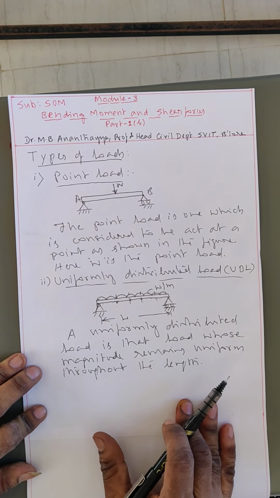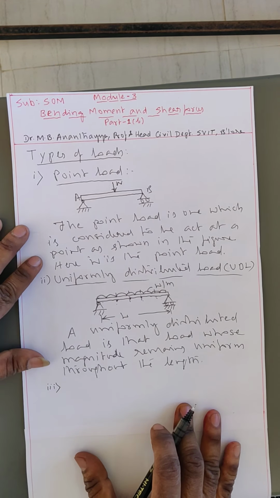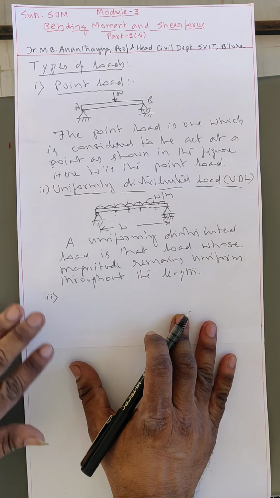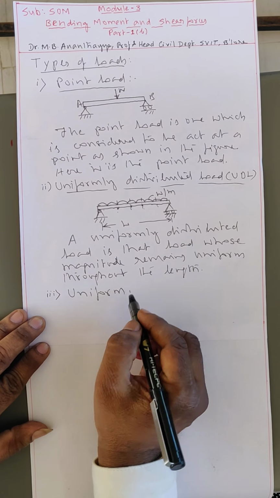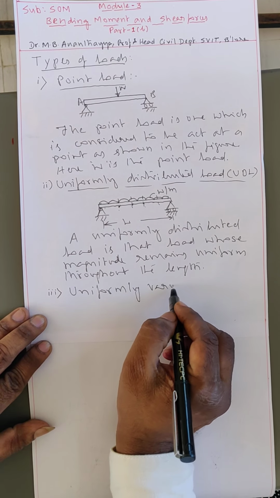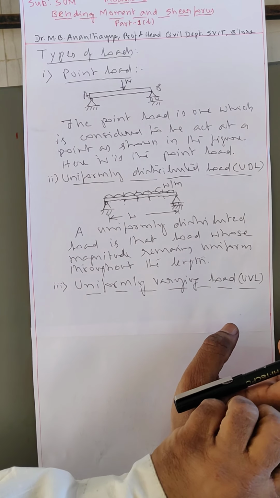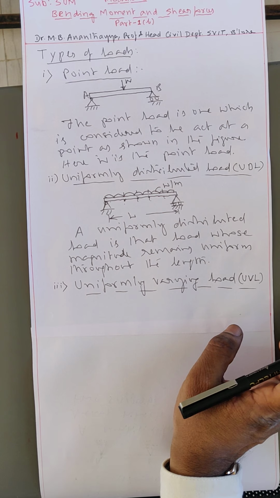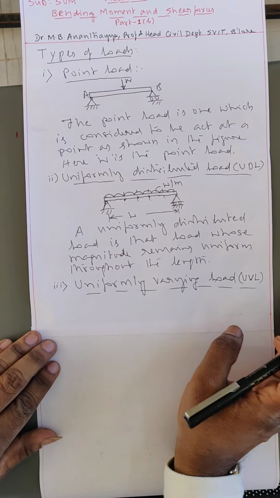Now let us see another type of loading, the third type. It is uniformly varying load, represented by UVL. That is UDL, this is UVL. It is the load whose magnitude varies along the loading length at a constant rate. It is called uniformly varying load.